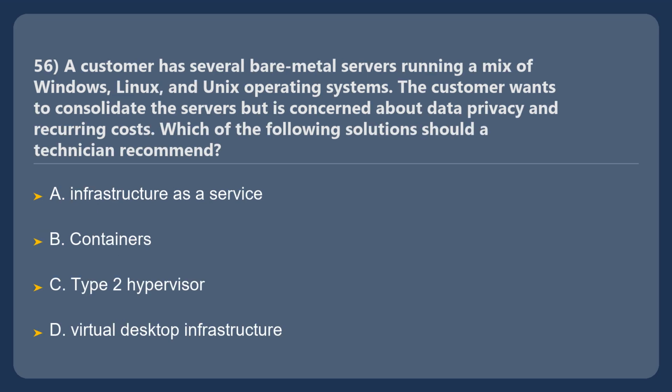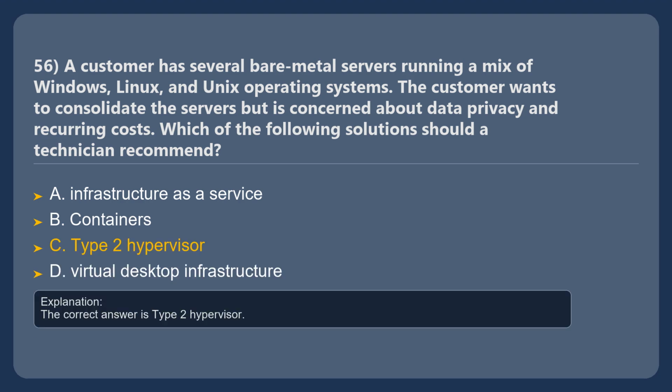Question 56. A customer has several bare metal servers running a mix of Windows, Linux, and Unix operating systems. The customer wants to consolidate the servers but is concerned about data privacy and recurring costs. Which of the following solutions should a technician recommend? Option A, infrastructure as a service. Option B, containers. Option C, Type 2 hypervisor. Option D, virtual desktop infrastructure. The correct answer is option C, Type 2 hypervisor.